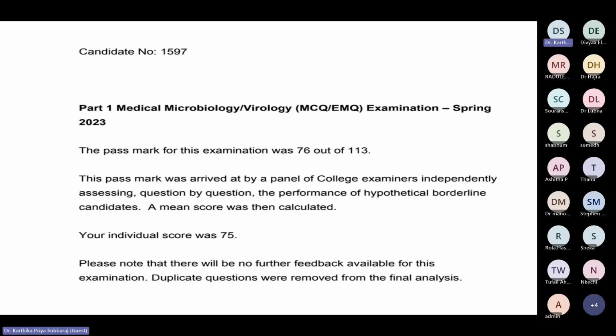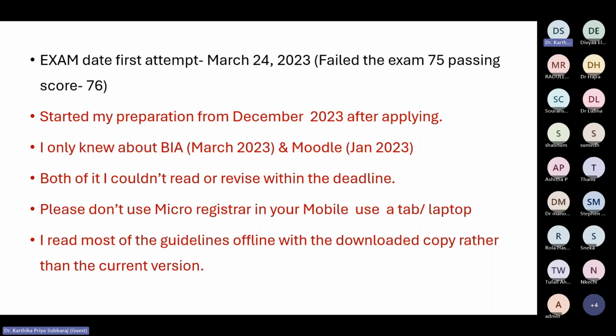I didn't plan anything. That's the first disadvantage, and I failed by one mark. When I started the preparation in December, I just started reading the theory books, and I knew about BIA only in March 2023 after joining under Dr. Banerjee. I got access to it only from March because one of my trainee colleagues had access to it, so he shared the password with me. So I started using BIA in March.